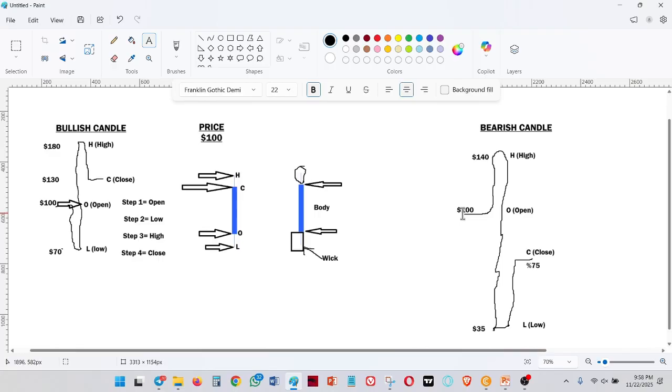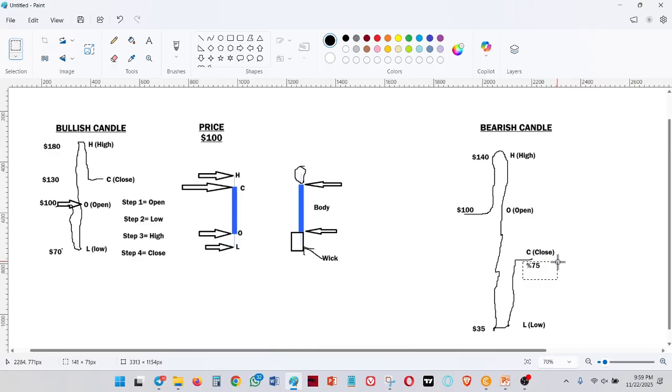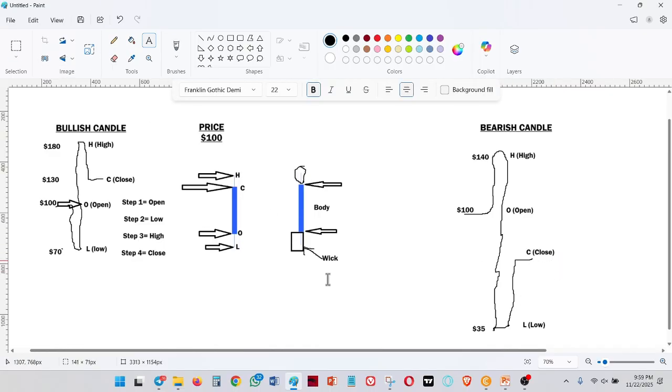Why? Because they opened at 100, they closed at 75. Okay, hey, what kind of percentage comes here? It's not percentage, it's dollar. I'm talking $75.